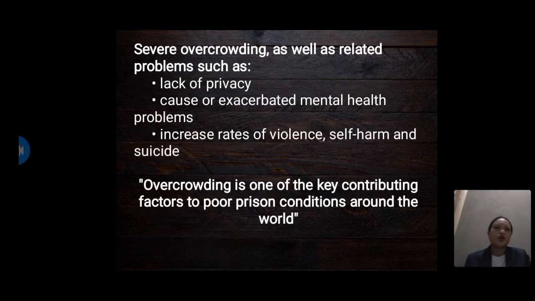The severe overcrowding, as well as related problems such as lack of privacy, causes or exacerbates mental health problems, especially now that we are facing the pandemic, the COVID-19 virus, and increased rates of violence, self-harm, and suicide. Overcrowding is one of the key contributing factors to poor prison conditions around the world.